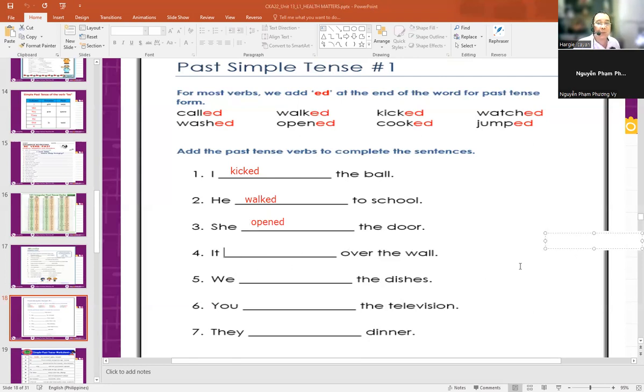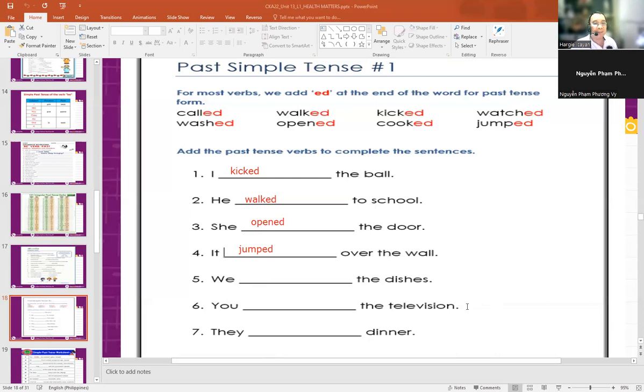It blank over the wall. What's the correct answer, V? It jumped. Okay. It jumped over the wall.